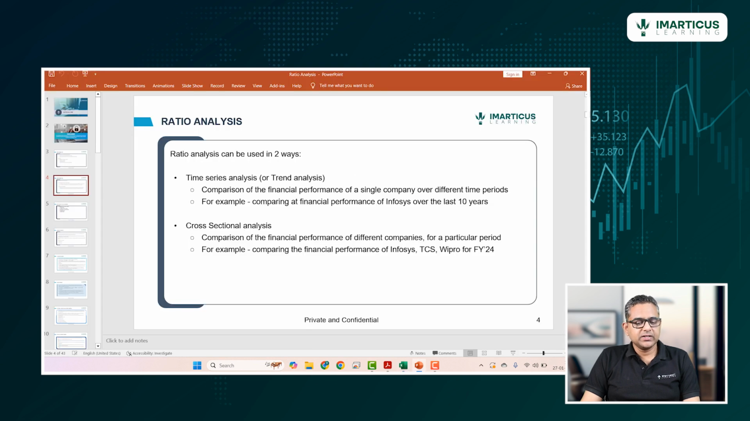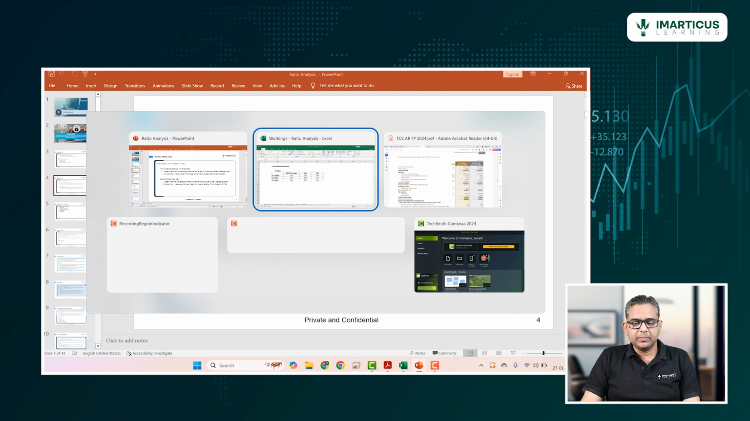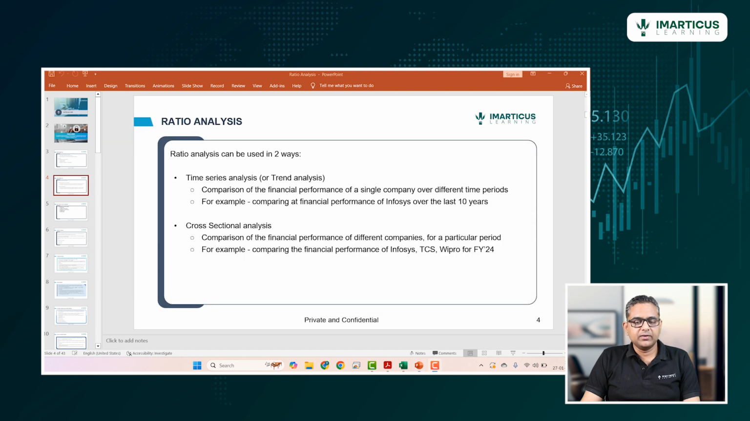So these are the two ways we can broadly use ratio analysis. And yes, this is the brief intro about the topic, which is our ratio analysis.